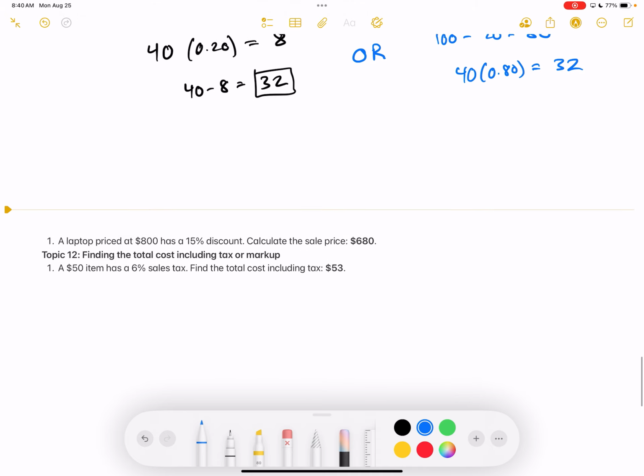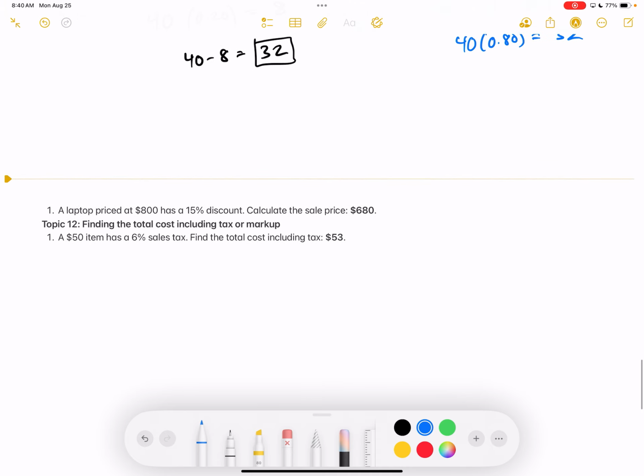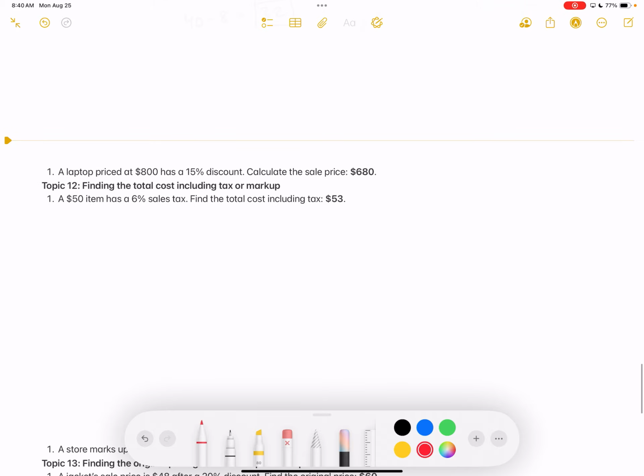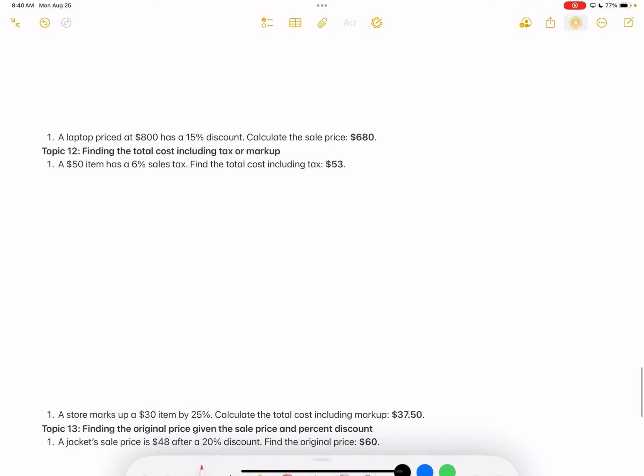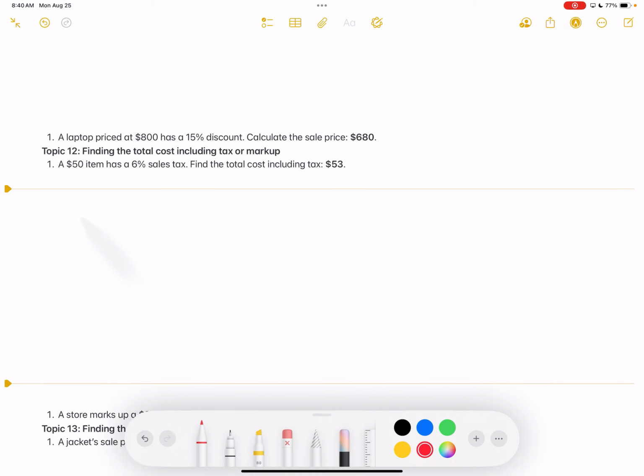And then the next one, a $50 item has a 6% sales tax. Find the total cost. Again, there are two different ways to do this one. If it's $50 and I have a sales tax, to figure out my sales tax, I take it times 0.06, because you have to change the percent to a decimal, and that is 3. And then I pay the original price plus the tax, which is 53.